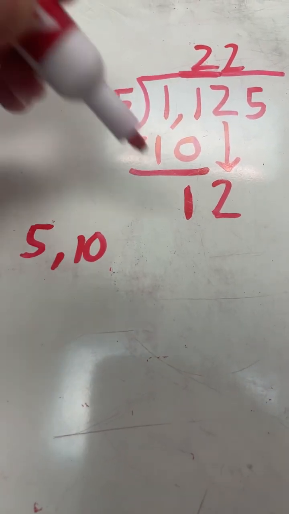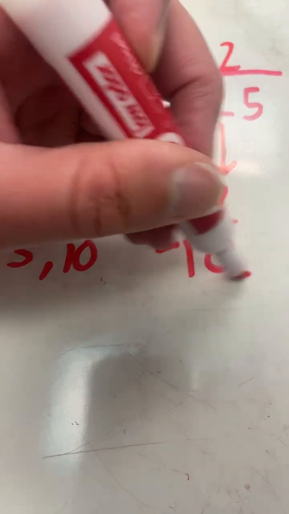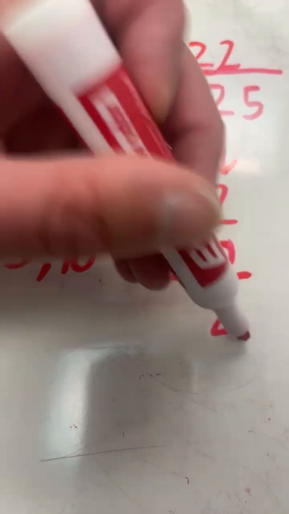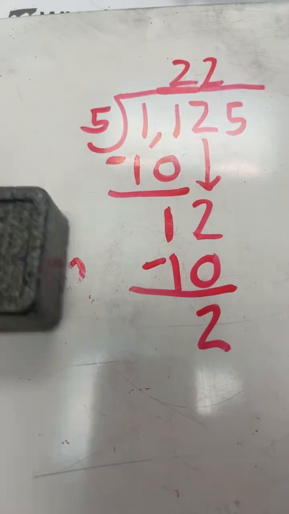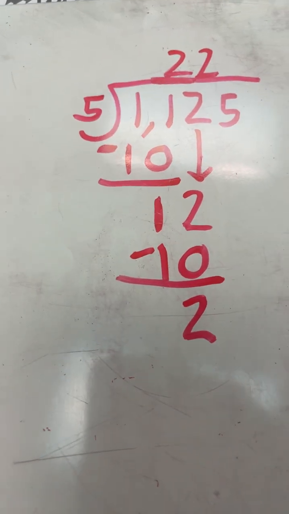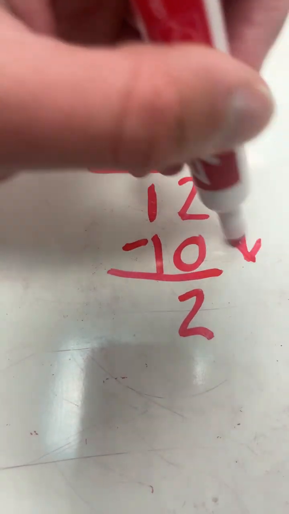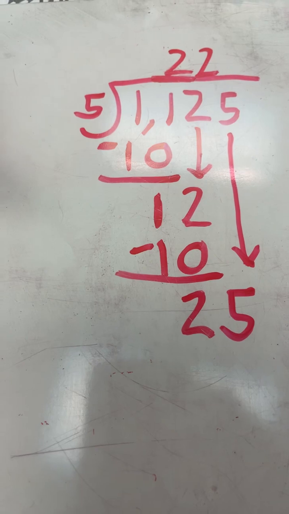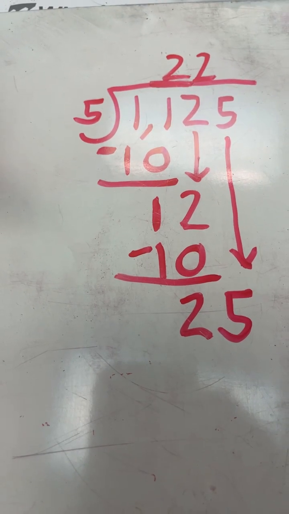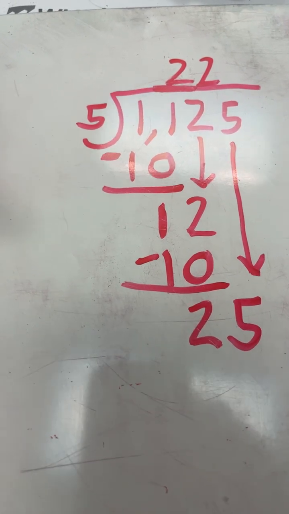10 was as close as I could get to 12 without going over, so we're going to do 12 minus 10. 12 minus 10 equals 2. We have a remainder of 2. And now I'm going to bring down the 5. The 2 is going to become a 25. Now I got to figure out how many groups of 5 go into 25.